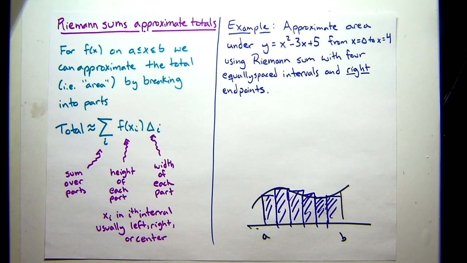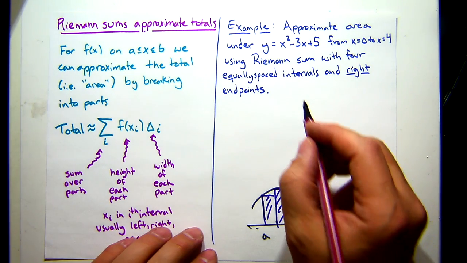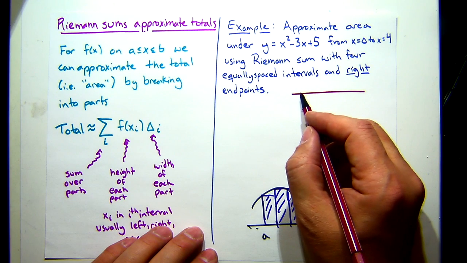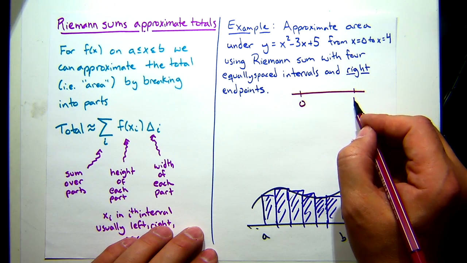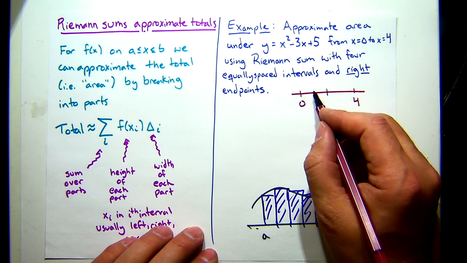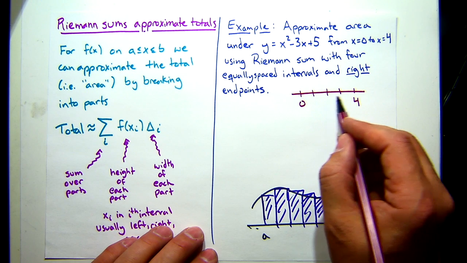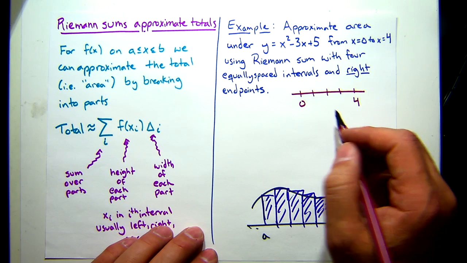So here's an example. Suppose we want to approximate the area under y = x^2 - 3x + 5 between x = 0 and x = 4 using Riemann sums. And we need to specify some things. We need to say how many intervals. This one says 4. We're going to break it into 4 parts. And we need to specify what endpoints we want to use. This says right endpoints. So here's what we're going to do. We're going to start by thinking about how we're splitting it up. I'm going from 0 to 4, splitting into 4 parts. Where will these parts in the middle be?